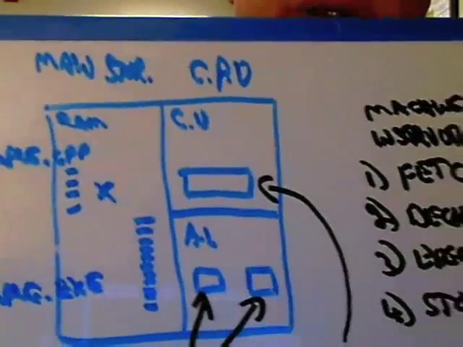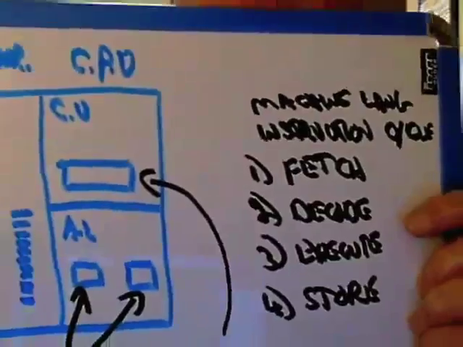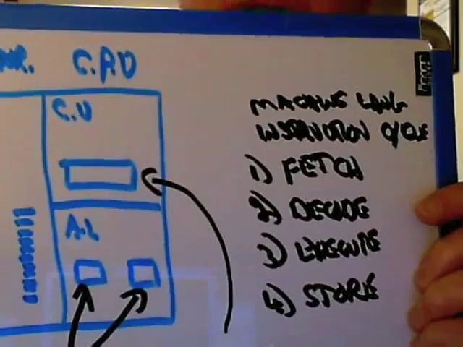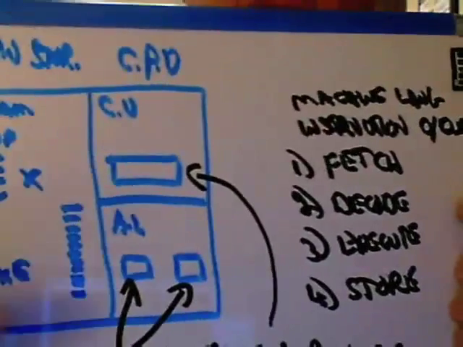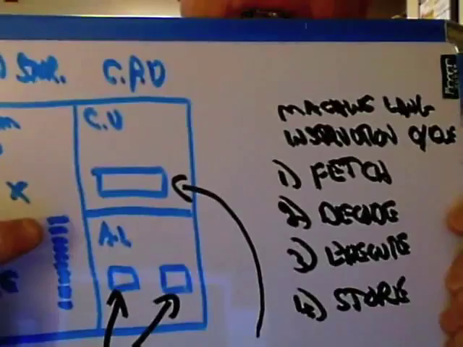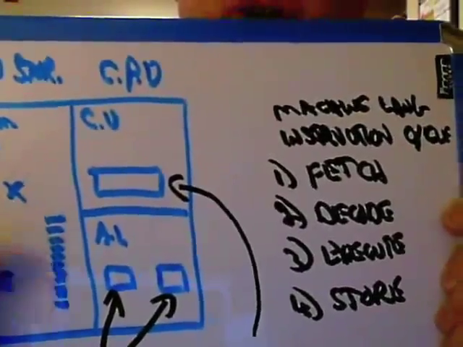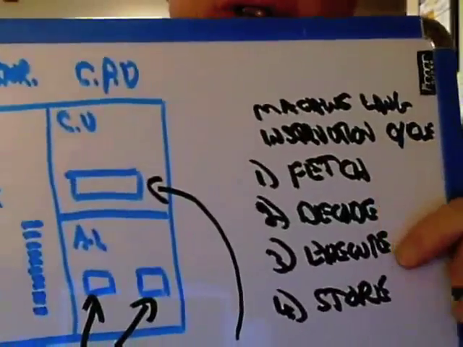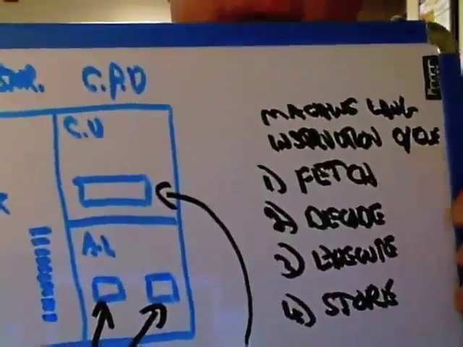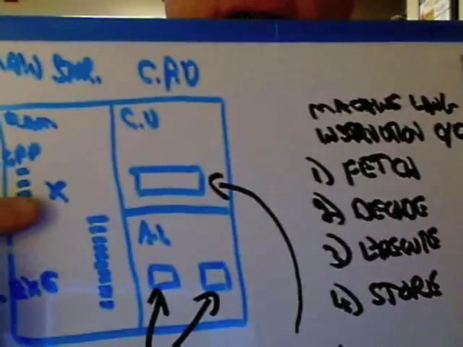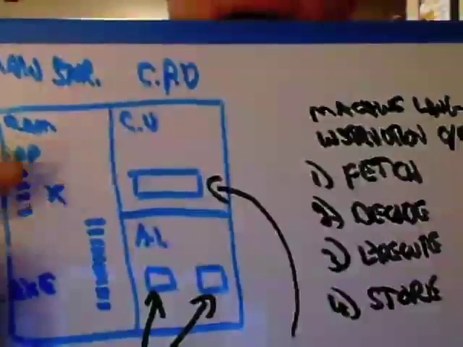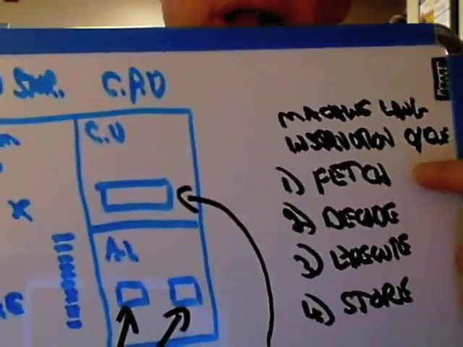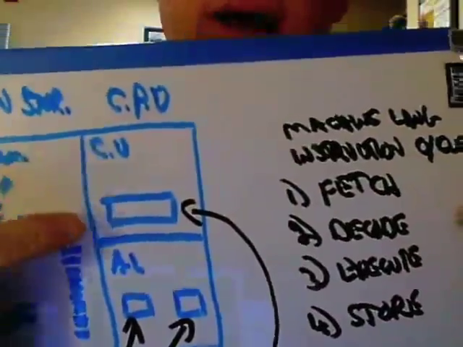Okay, what happens then? There's something called the machine language instruction cycle. There are 4 simple words: fetch, decode, execute, and store. And every single one of these machine language instructions goes through the cycle: fetch, decode, execute, and store. So what does that mean? Let's take the very first machine language instruction right here at the top. The control unit will fetch that first instruction, and it will place the instruction right here in the instruction register.